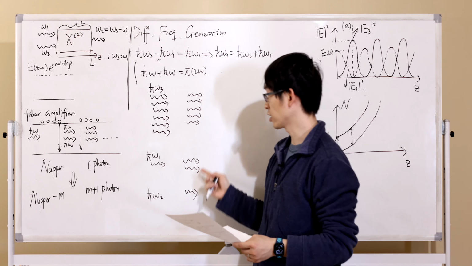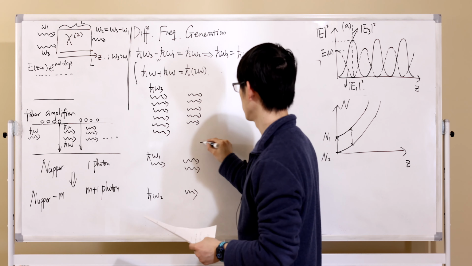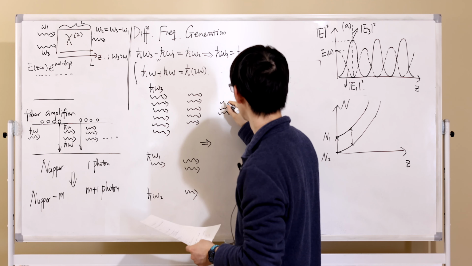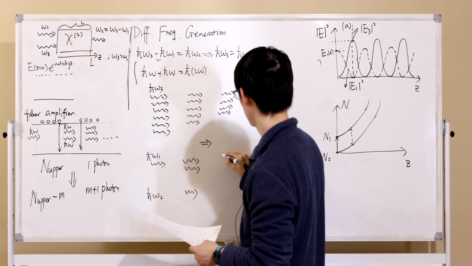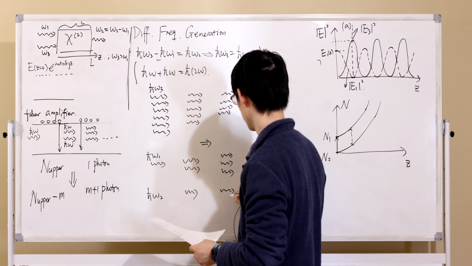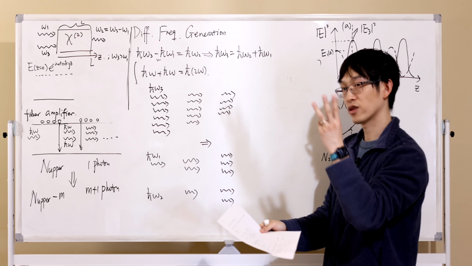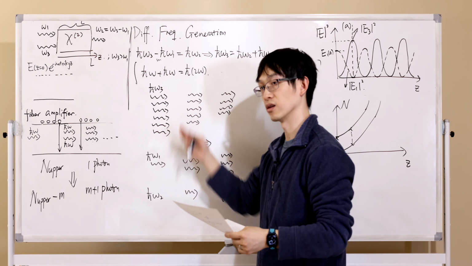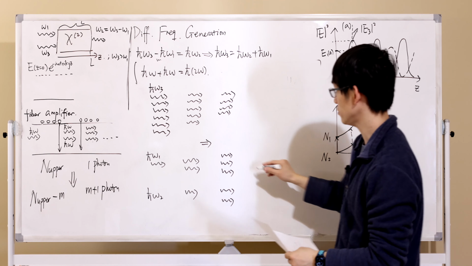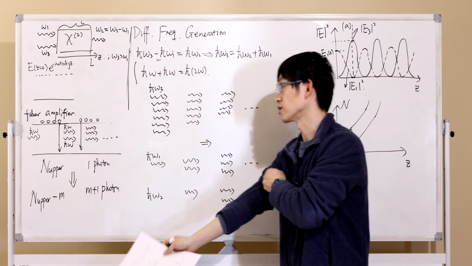So in this sense, ω1 is being amplified, right? And then this process can keep happening: you can consume another ω3 photon to generate one ω1 photon and then another ω2 photon. Right, so there are only three frequencies in this process, and it keeps going until we consume all the ω3 photons. Yes, exactly. Thank you.